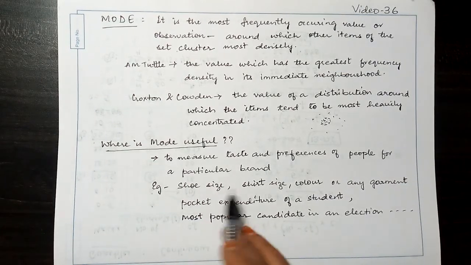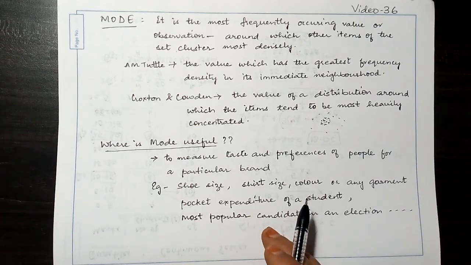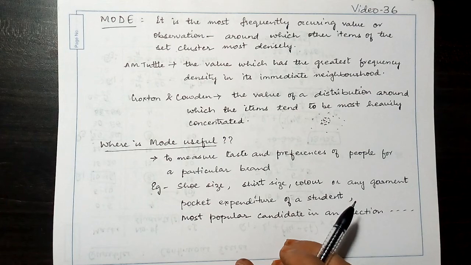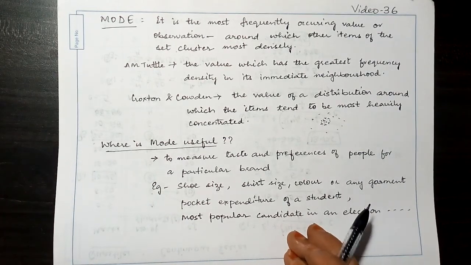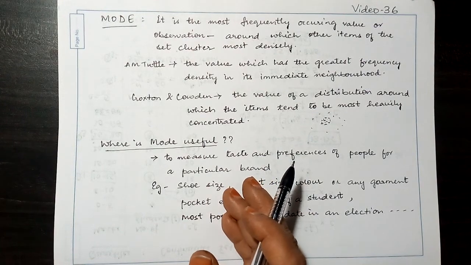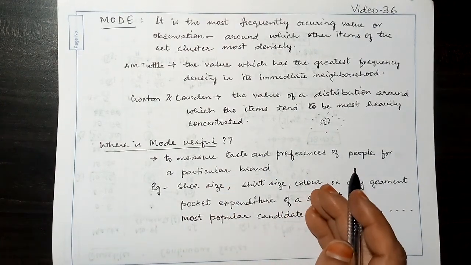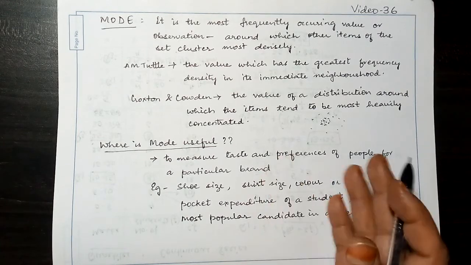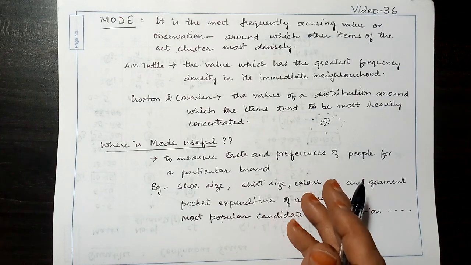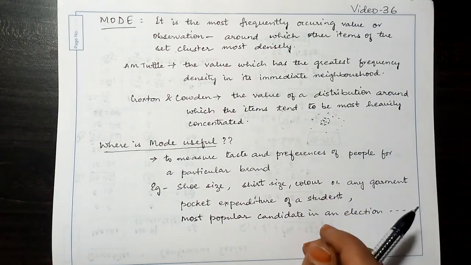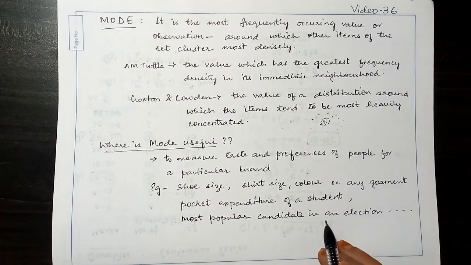Shoe size, for example: if you go to a shoe shop and more people choose a particular shoe size in that shop, that size is more common, and that is the modal value. So how does a shopkeeper decide what shirt size he should keep in his shop more than the others? It is the modal value, because more people go for that particular size. Similarly for any other item.